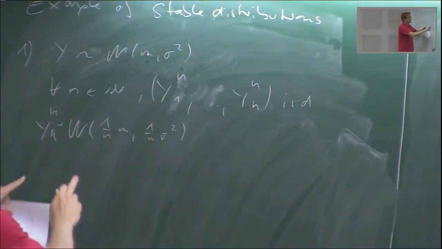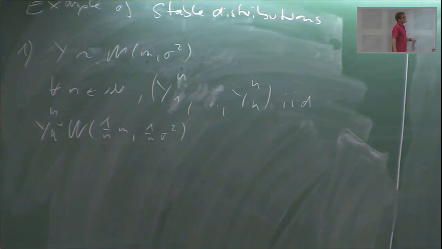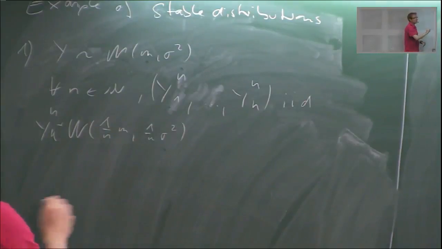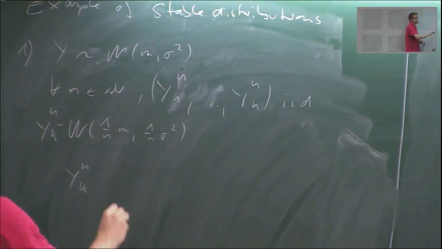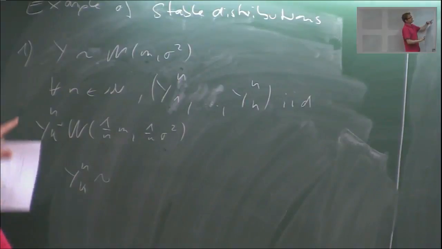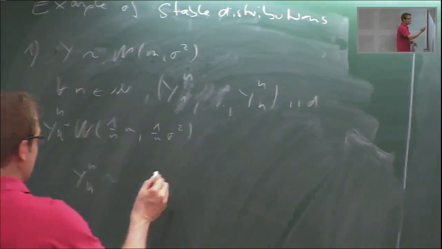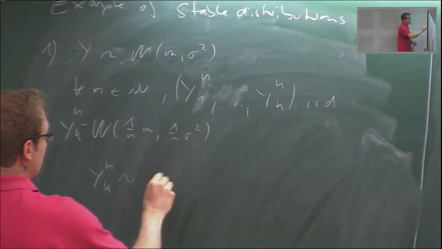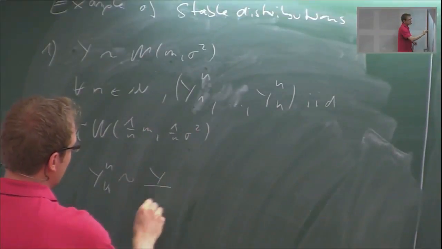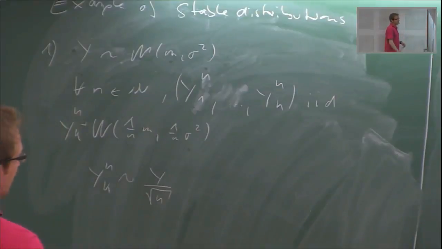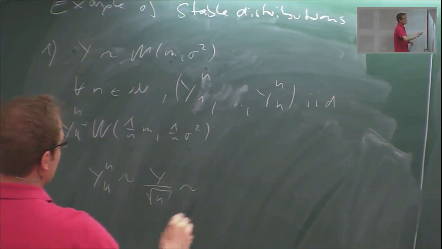But the interesting thing is that the distribution of Y_{n,k} is nothing but the distribution of Y itself with a proper scaling. It is nothing but the scaling of Y divided by the square root of n. So this is what we got there.